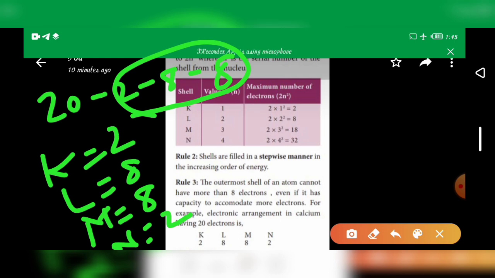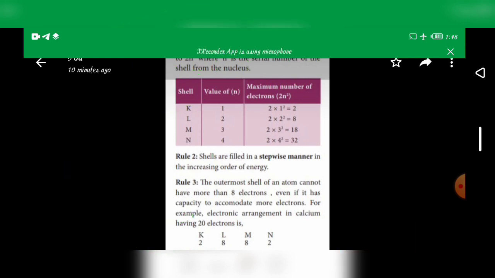Okay, these are the 3 rules. First you have to know the maximum number of electrons that are accommodated in the cells. After that, the stepwise manner in increasing order of energy. After that, 8 electrons will be stable. The outermost cell containing 8 electrons is stable. The remaining electrons go to the next cell. That we will see in the next part.